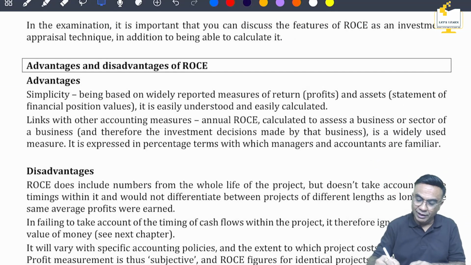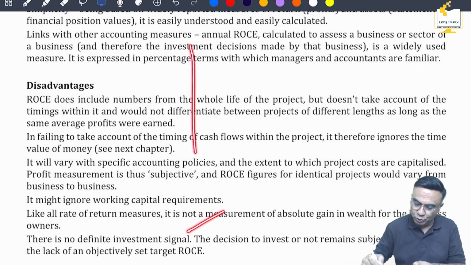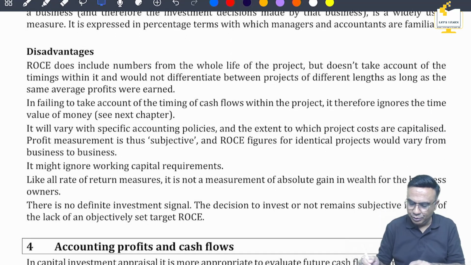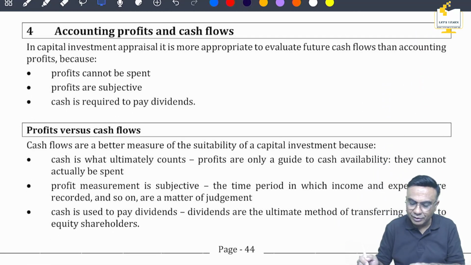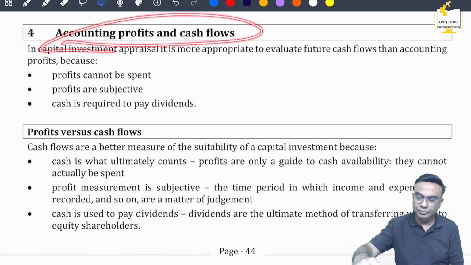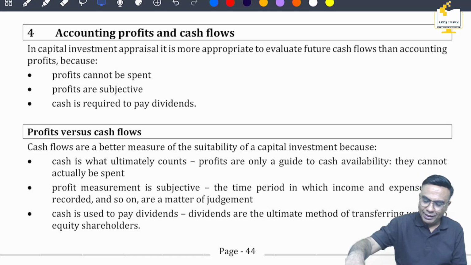Okay, advantages and disadvantages, this we have already discussed. You can just go through this. We have already discussed this, right? Okay, now accounting profit and cash flows. Let us understand this concept.